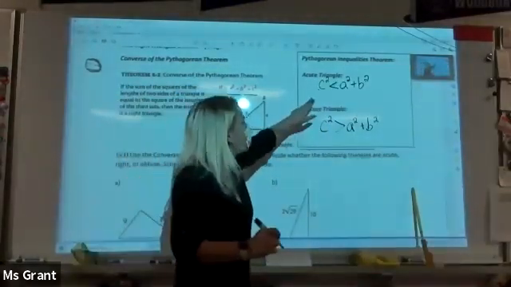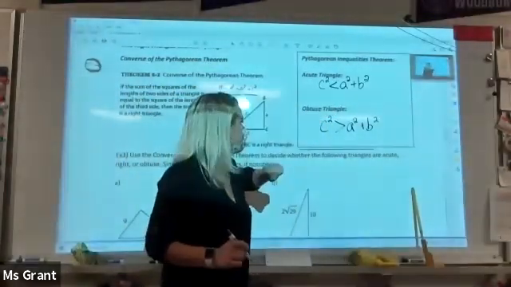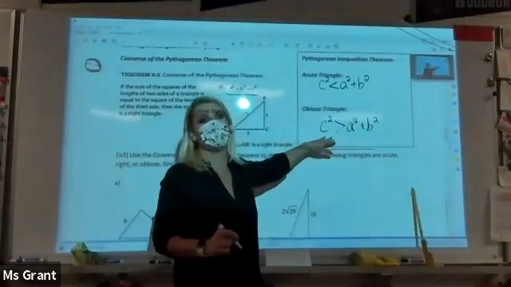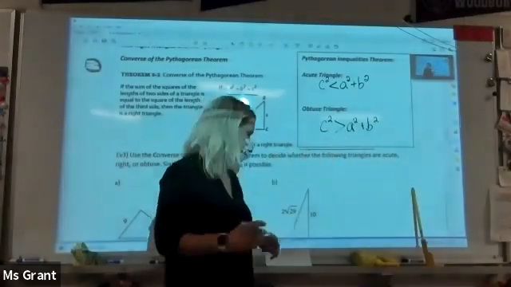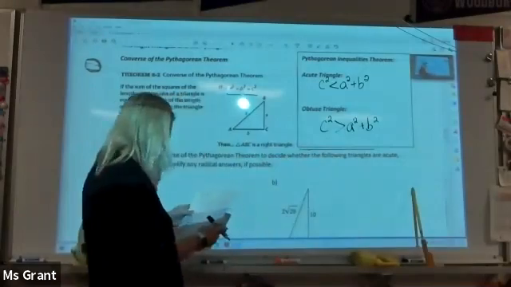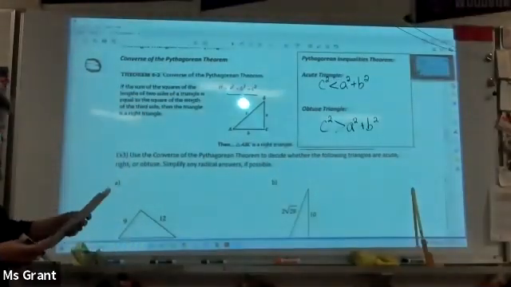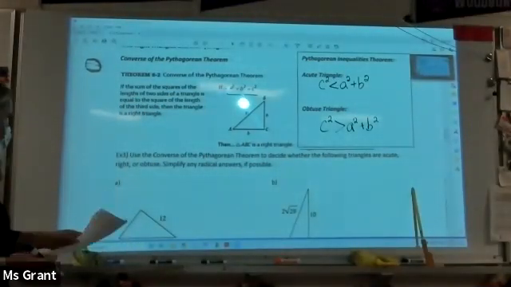But if it's acute, my hypotenuse will be a lot shorter. If it's obtuse, my hypotenuse will be the longest, biggest side. By far biggest. So let's do A.